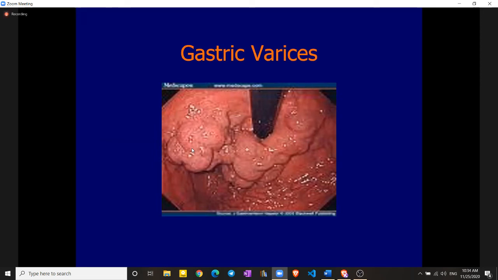So these are gastric fundal varices. Again, there is something called a serum classification. You don't need to know that. But what you need to know is the treatment here is different to esophageal varices. Right?